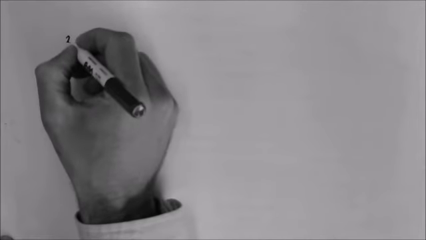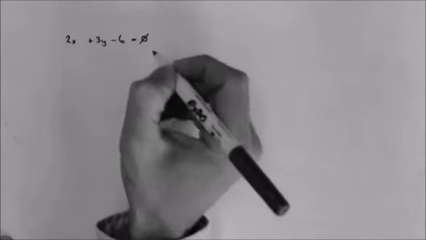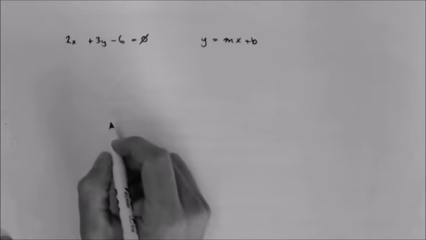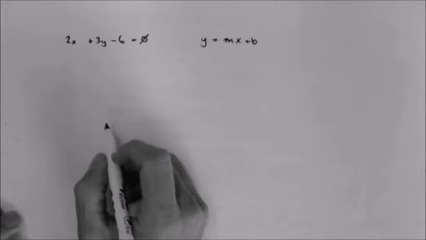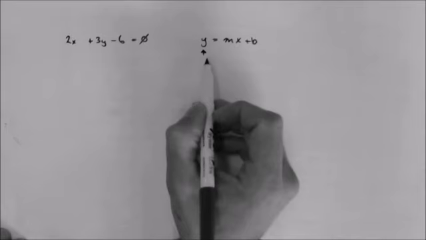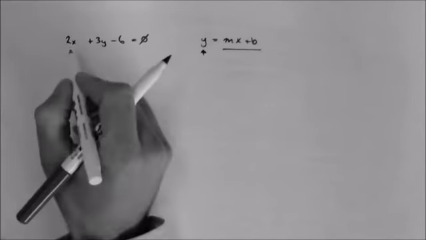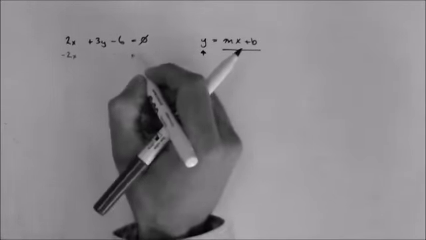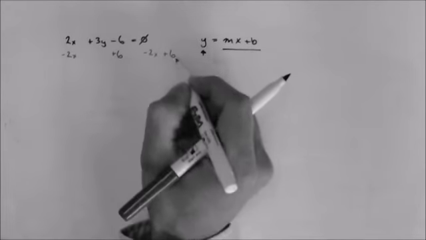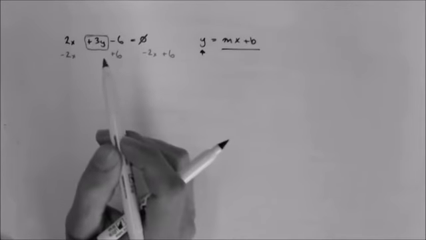We have the line 2x plus 3y minus 6 equals 0, and we're asked to put this in y equals mx plus b form. Okay, so we're just using algebra. We know that in y equals mx plus b, we want our y's on the left, and we want everything else on the right. So we have 2x's here. We're going to subtract 2x from both sides. And we have -6, so we're going to add 6 to both sides. Okay? Leave this term alone for now.